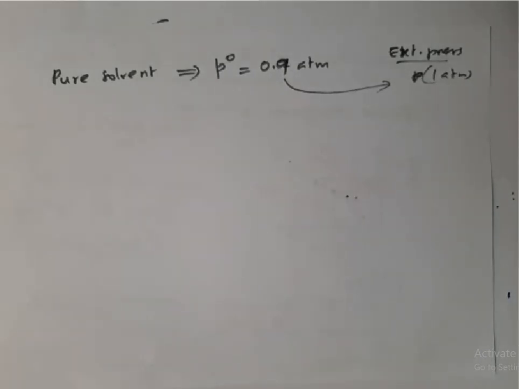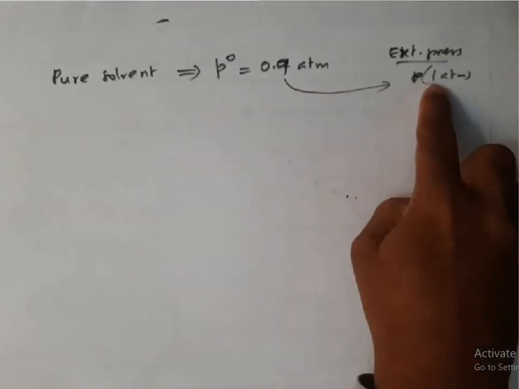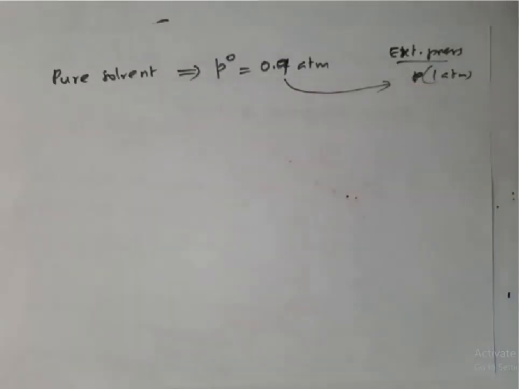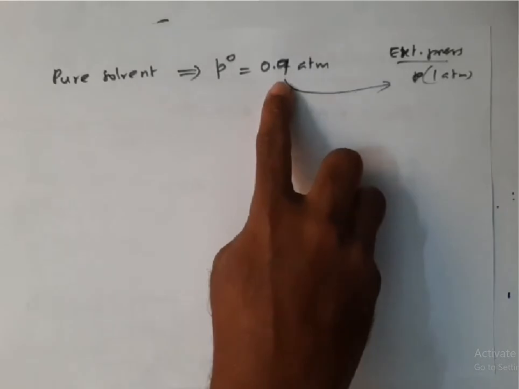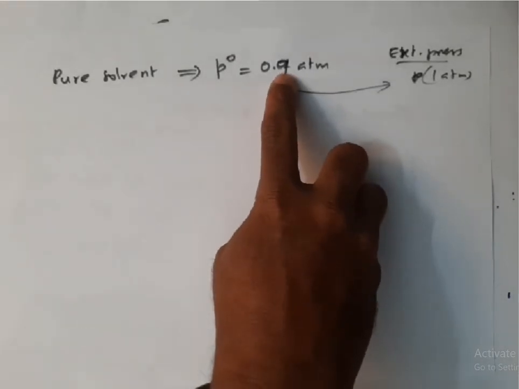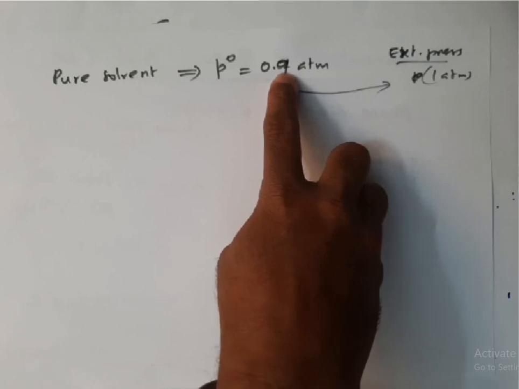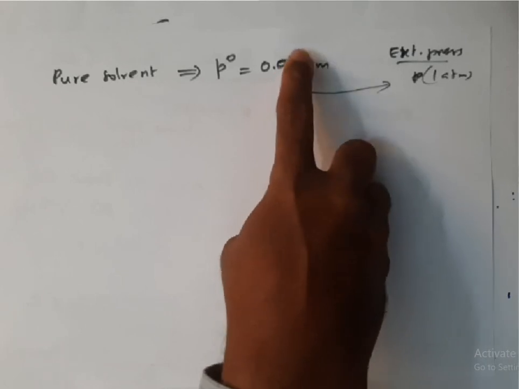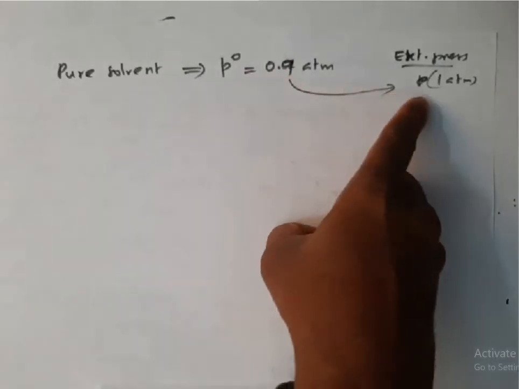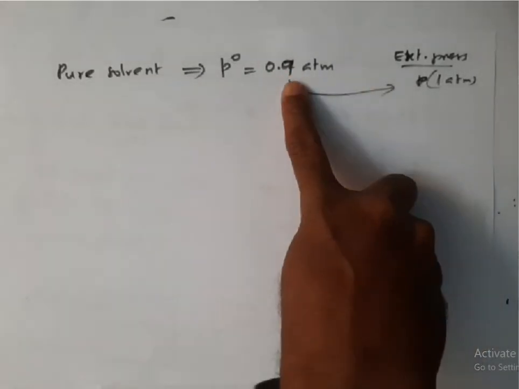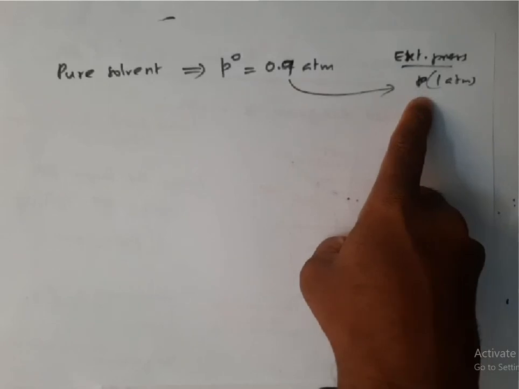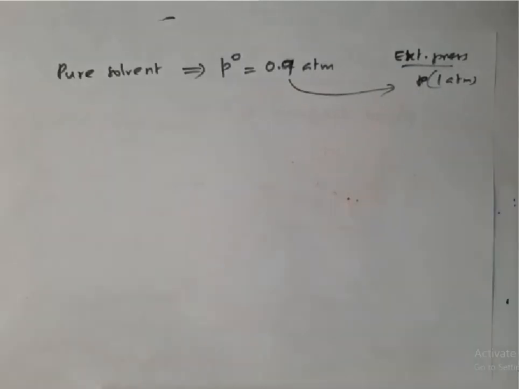If the vapor pressure becomes equal to the external pressure, that is 1 atmosphere, you will get what is called the normal boiling point. If you take pure solvent, initially the vapor pressure of pure solvent, let it be 0.9 atmosphere. Now, if I heat it, more solvent molecules evaporate, therefore vapor pressure slowly increases, and at one temperature, the vapor pressure of your solvent becomes equal to 1 atmosphere, correct? That is called the boiling point of pure water. Let it be T naught.